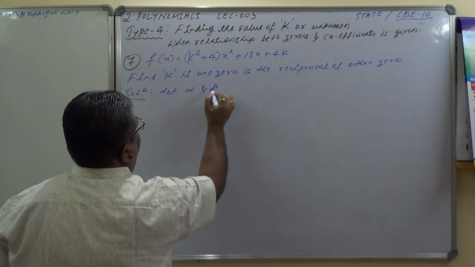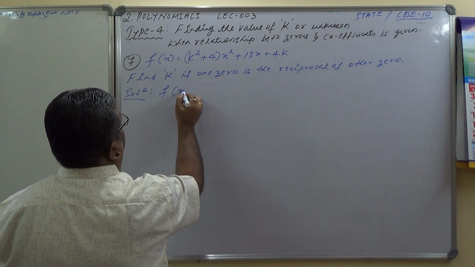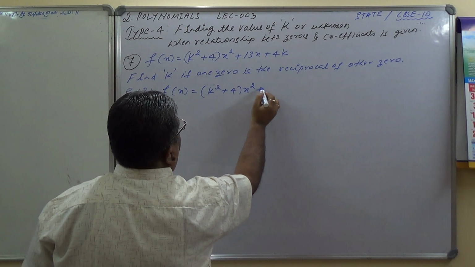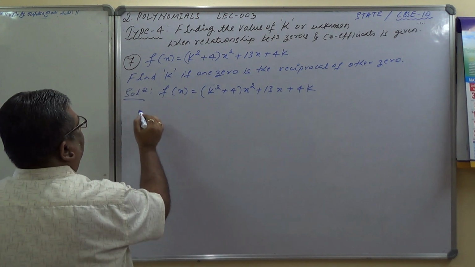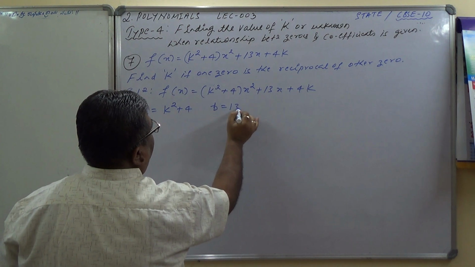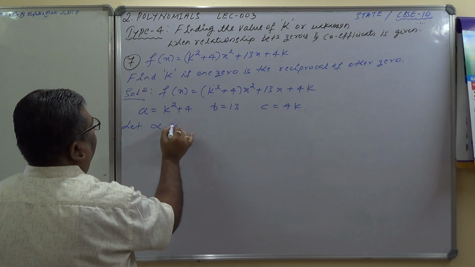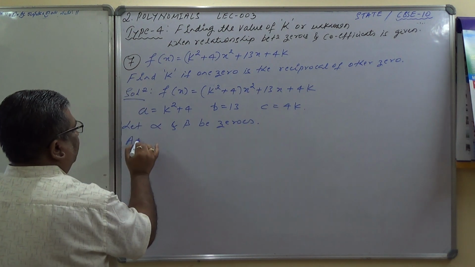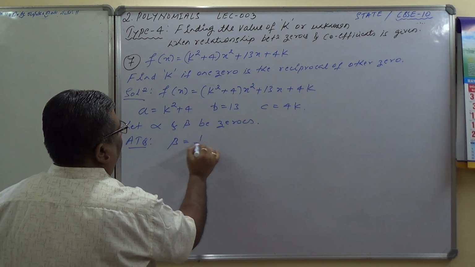Let alpha and beta, or first let me write the equation first. f of x equals (k square plus 4) times x square plus 13x plus 4k. So a equals k square plus 4, b equals 13, and c equals 4k. Let alpha and beta be zeros according to the question. Beta equals 1 by alpha.